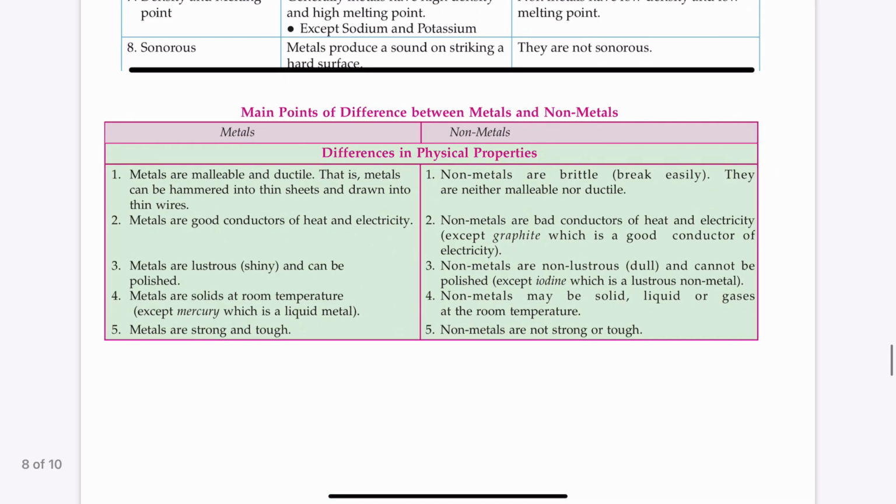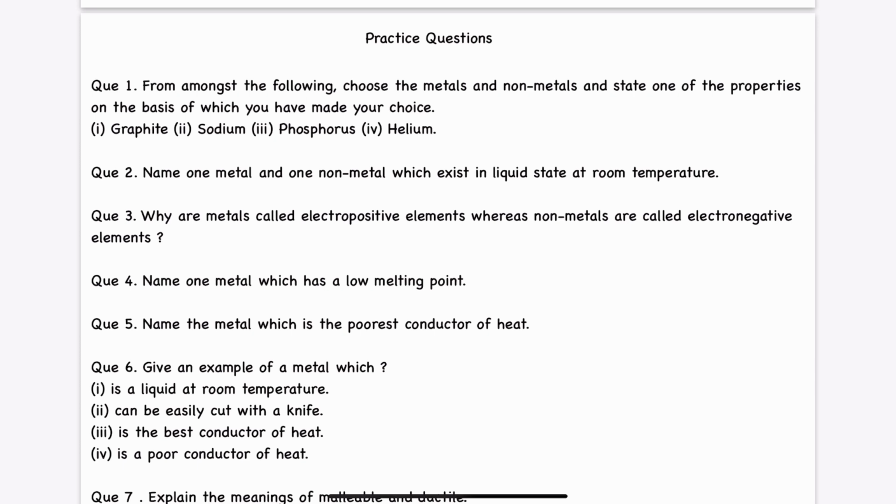Then we have the points. The question can come: differentiate between metals and non-metals on the basis of their physical properties. So this chart will help you again. It is a 5-marker, and 3 markers can come from this part. These are some practice questions for you.